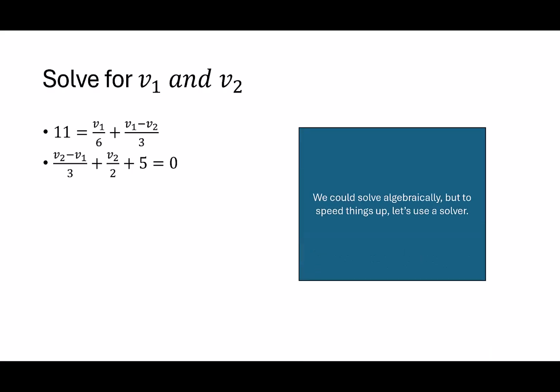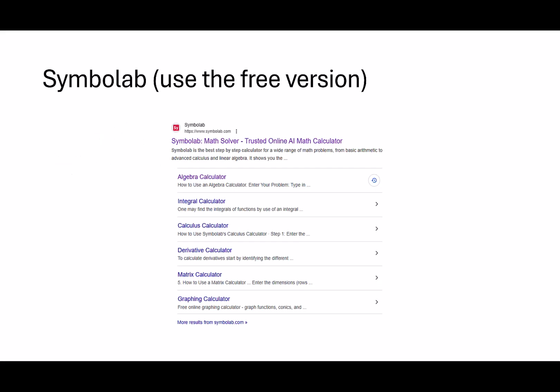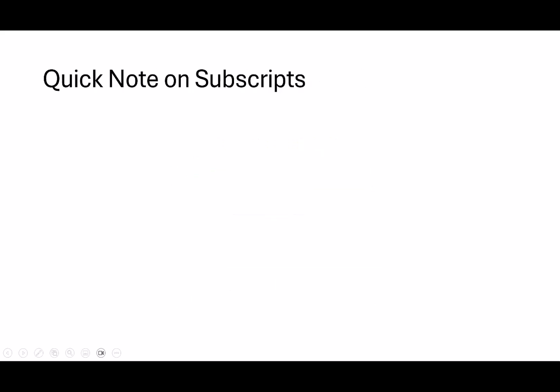We could solve algebraically, but to speed things up, let's use a solver. I'm going to use Symbolab, and you could use the free version. I'm going to click on the algebra calculator. Before we get started, let me give you a few quick notes and tips on subscripts. To get V1, you'll type a V and then underscore 1.